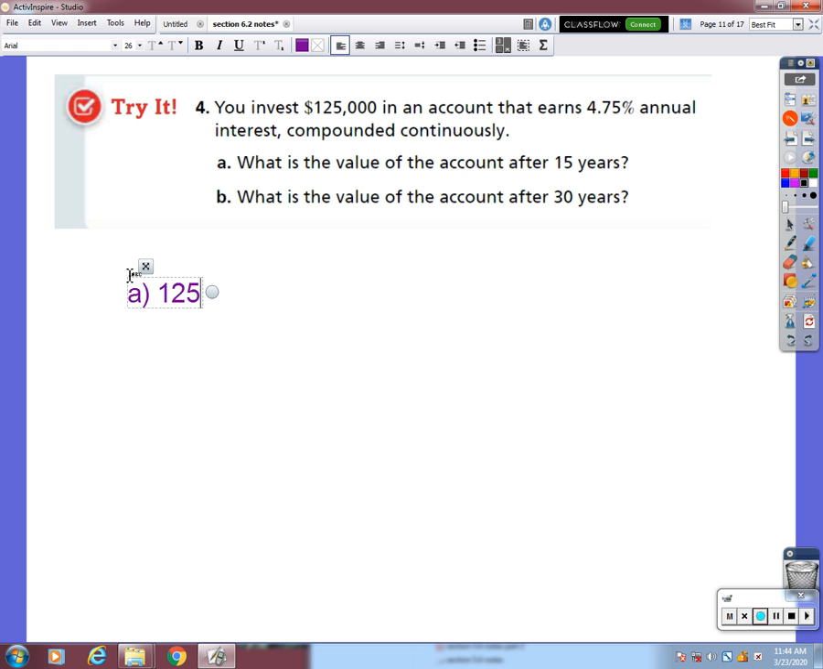It's 125,000 times E to the 4.75% as a decimal is 0.0475. And then we're doing this for 15 years, and I've already broken my rule. This should all be in parentheses.